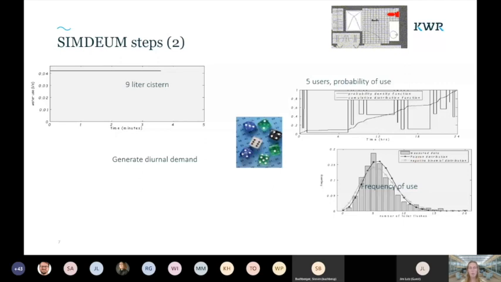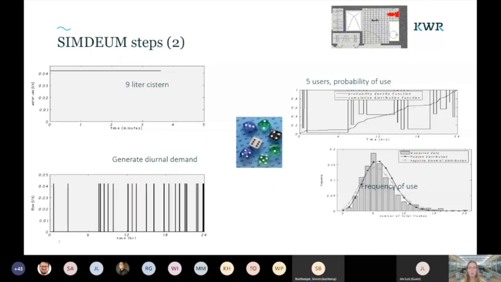So with a random number generator, we'll get to a pattern like this. And if you would run this simulation again, you'll get a slightly different pattern, of course. And you can see that during the night when all of the people are asleep, there's only one person who wakes up apparently and has to go to the bathroom. But the rest you can see is during the day when most people are awake and actually at home.